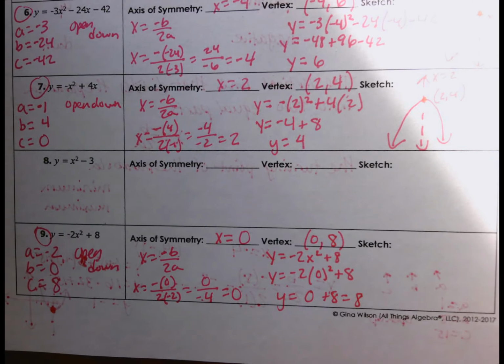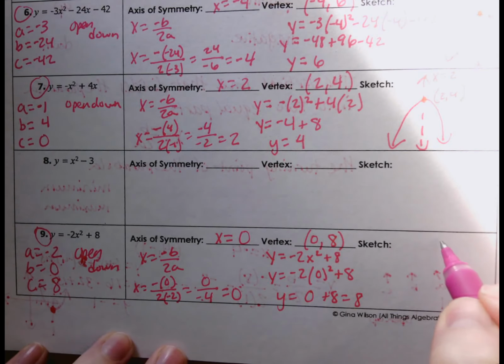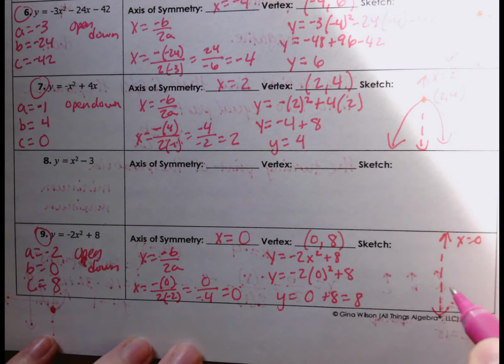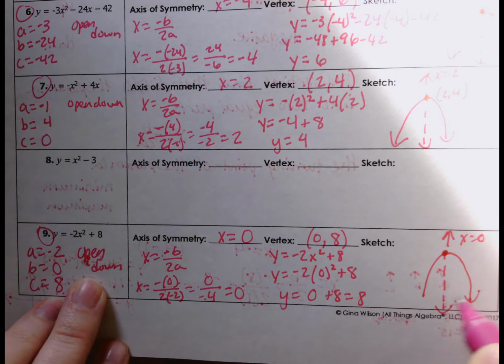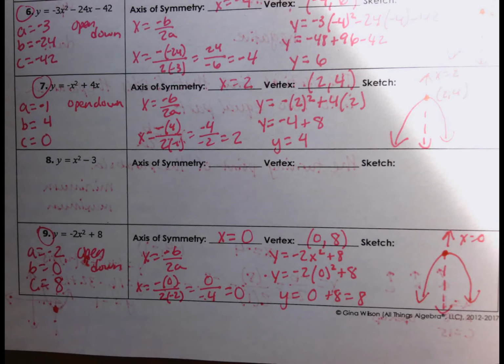All right. So here we end up with our vertex at 0, 8. So axis of symmetry is actually your y-axis. So x is equal to 0. That's this line right here. All right, and then we have your vertex at 0, 8. And again, it opens down. So we're going to go down just like that. All right. And remember this point right here is 0, 8.